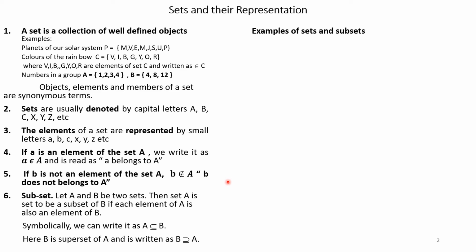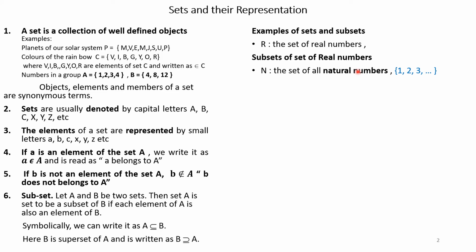Examples of sets and subsets. Capital R is the set of real numbers. There are a number of subsets of the set of real numbers. Let us study what the subsets of real numbers are. Capital N is the set of all natural numbers. For example, within flower brackets, 1, 2, 3, etc., up to infinity, as it is an infinite set.